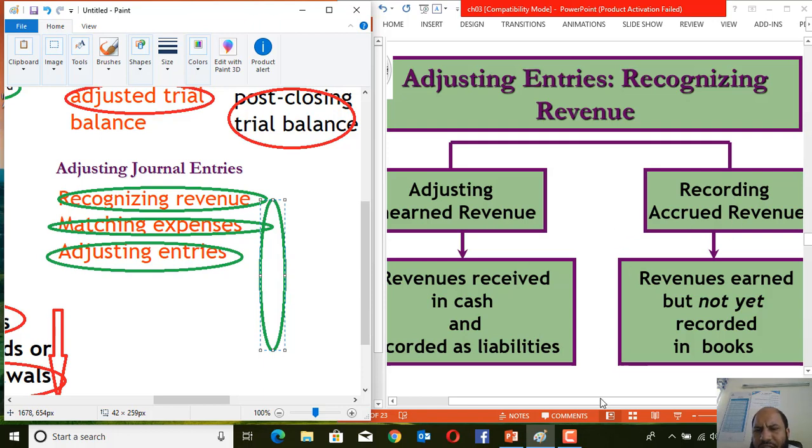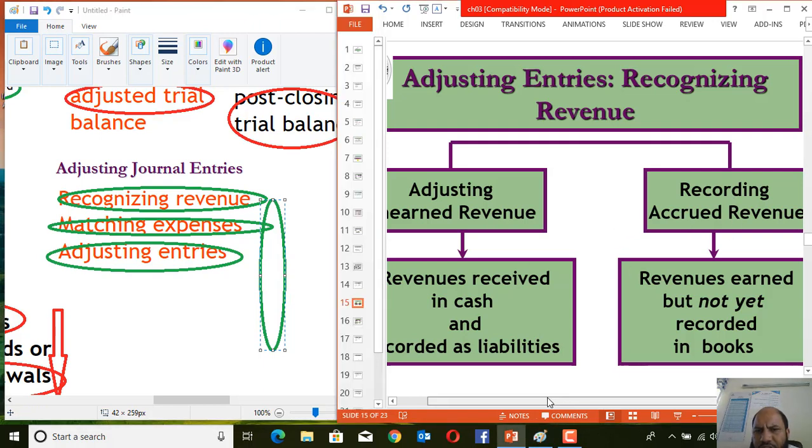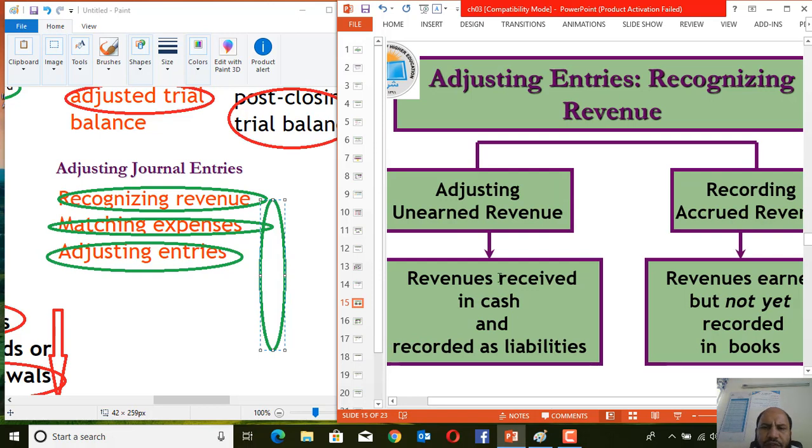What does adjusting revenue mean? Adjusting revenue means that we have received the revenue in cash, we have already received the cash, but we have not paid the expenses or the amount. So for this purpose we will go for the adjusting entries.